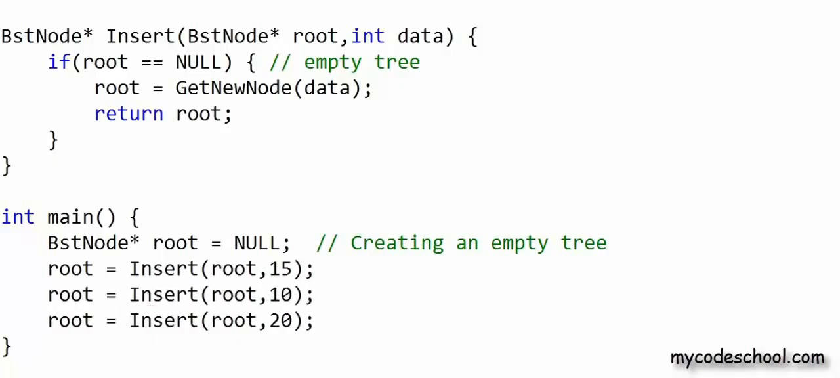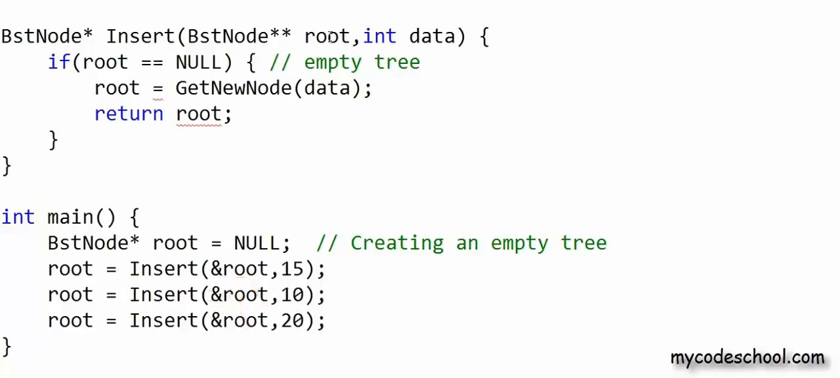Another way is that we can pass the address of this root of main to the insert function. This root is already a pointer to node, so its address can be collected in a pointer to pointer. So in the insert function the first argument will be a pointer to pointer, and here we can pass the address. We'll say ampersand root to pass the address. We can name this argument root, or root ptr. We can name this whatever.